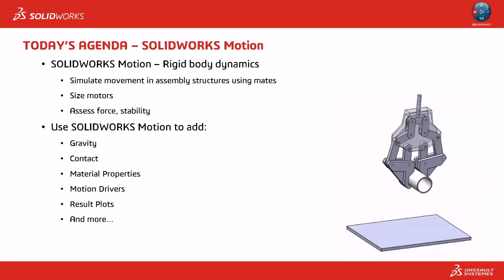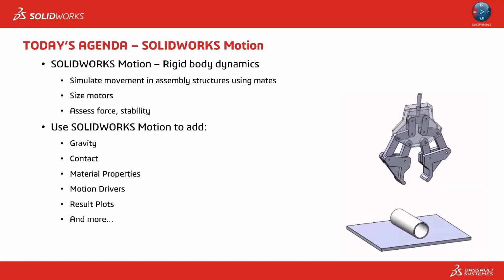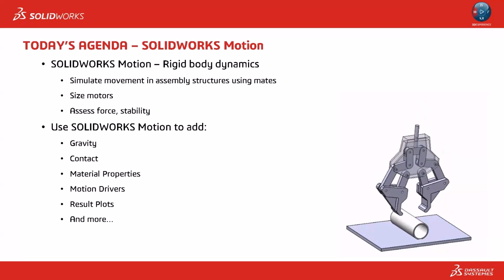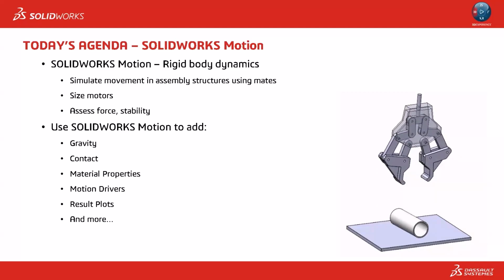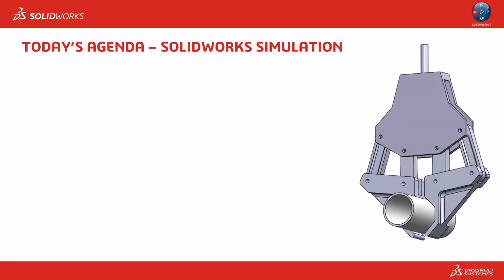In today's talk, what we're going to do is we're going to use SolidWorks Motion to add gravity, to define contact. Contact has some material property characteristics. We're also going to define motion drivers, which are essentially just motors, and we're going to analyze our results and more. Then we're going to move on to SolidWorks Simulation with a different model, the model that you see here.